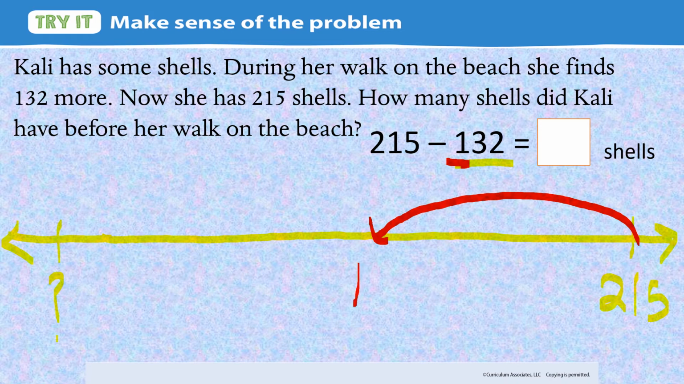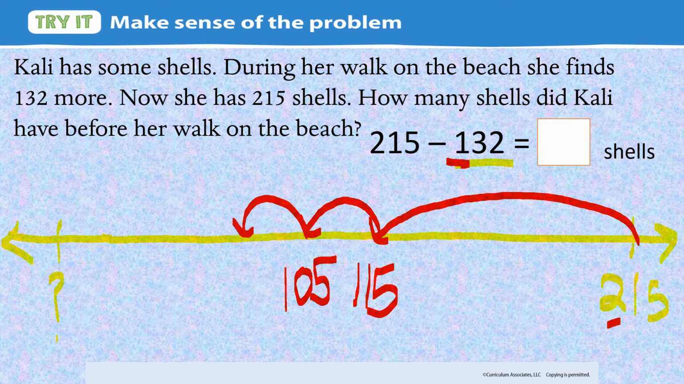Well, I know that's 115, because if I take away 100 from 200, I have 100. So now I have 115. Now I have to take away 30. So I'm going to jump back 30. 115 take away 10, we'll do 10 at a time, is 105. Then minus another 10 is 95.